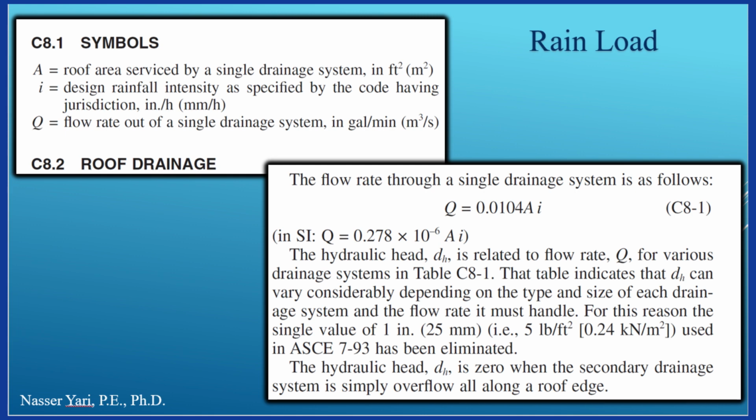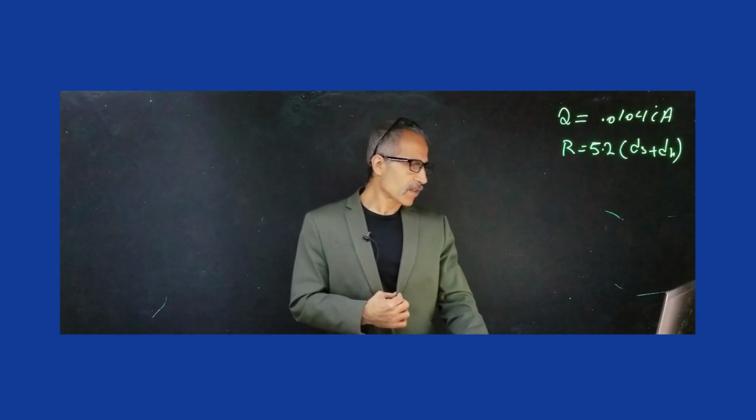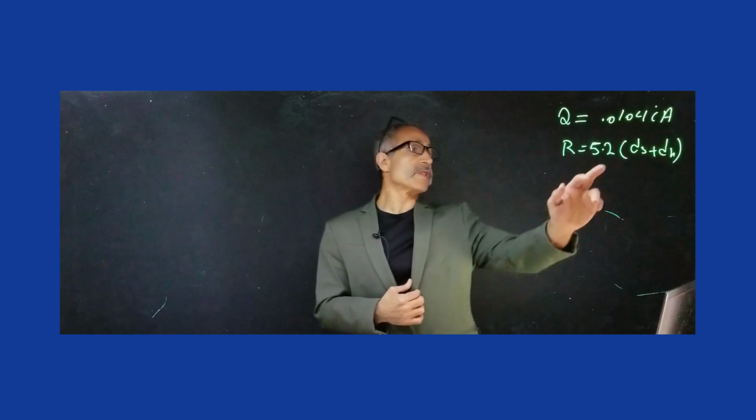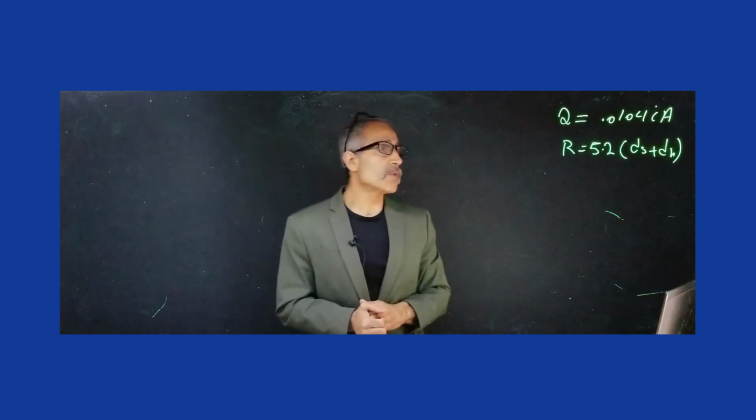If you live in a desert or live in some places where it rains all the time, it's a big difference. And Q, here's the important thing: Q is in gallons per minute, but in the SI system it's cubic meters per second. That's why that 0.0104 factor comes in, to make Q in gallons per minute. The formula for the rain load is R equals 5.2 times (DS plus DH), and Q we just talked about.